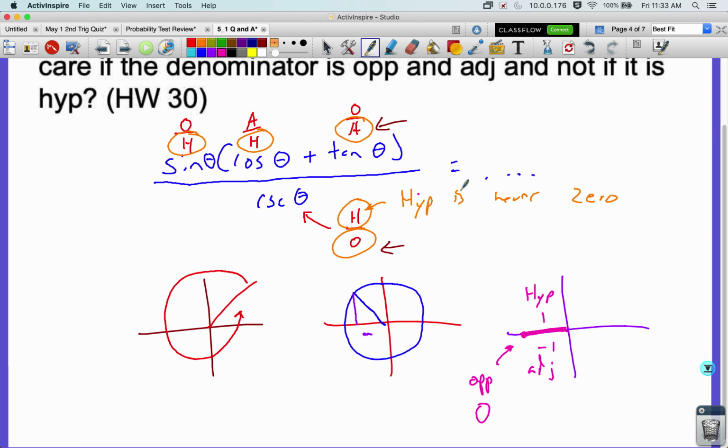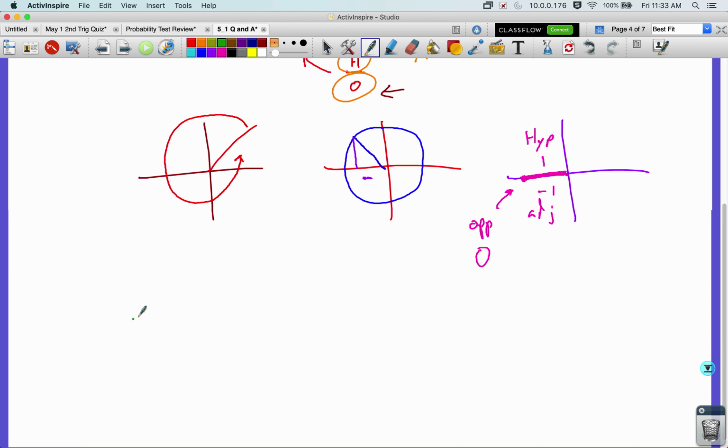And if that's part of this identity, then we can run into situations where we get no solutions, where it doesn't balance because one side becomes just a no solution. And so that's why we care about when the adjacent and the opposite are in the denominator and not the hypotenuse. And then if we see that opposite is in the denominator, we want to exclude values that cause that to be equal to 0.